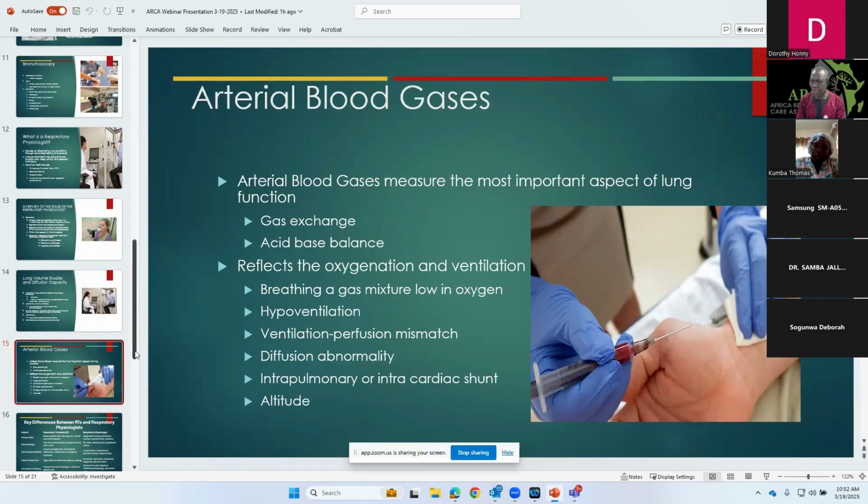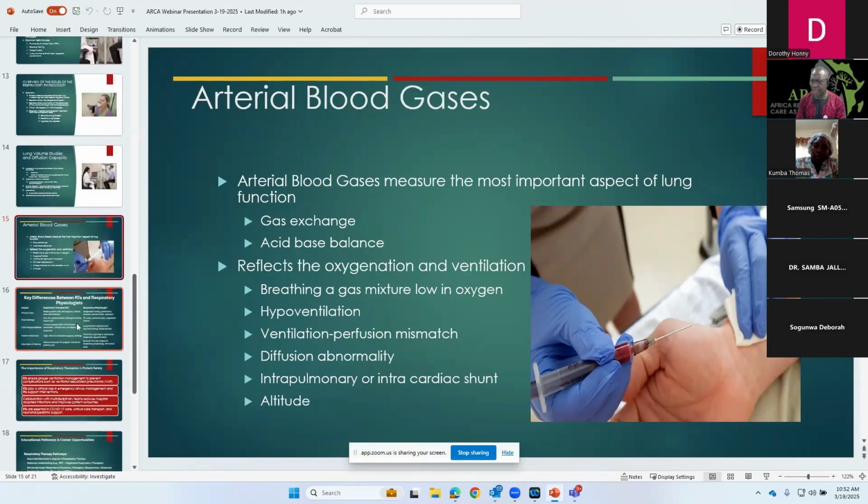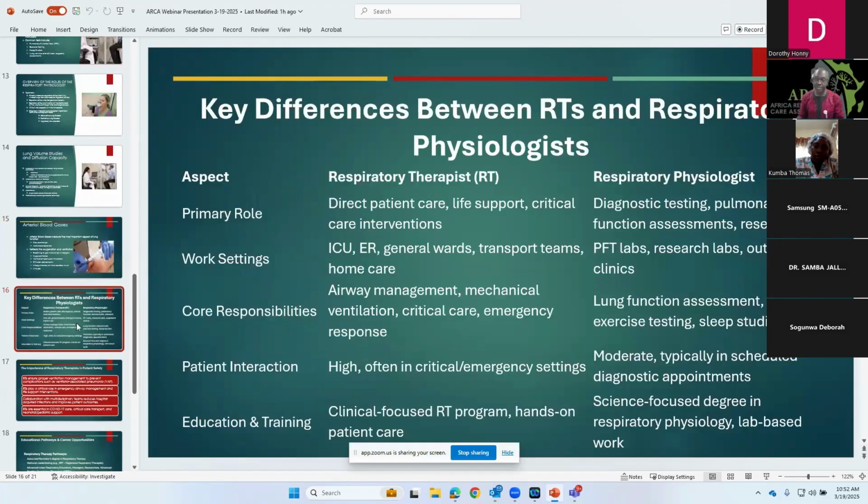So, going to the differences between respiratory therapy and respiratory physiology. When you look at the primary role of a respiratory therapist, it is direct patient care. That means they're going to be working in an acute facility, supporting a patient's life. That's why it's called life support.